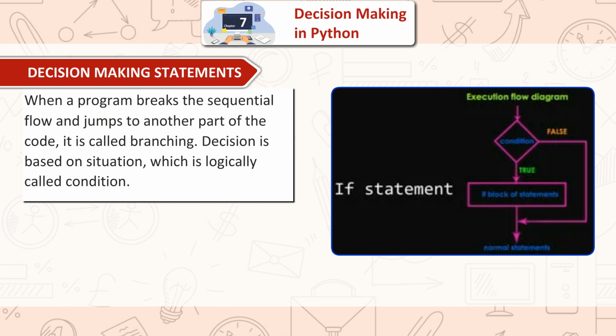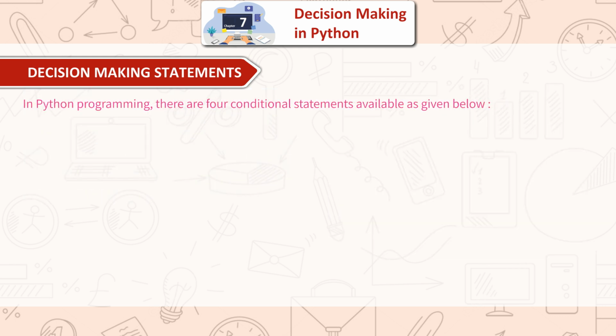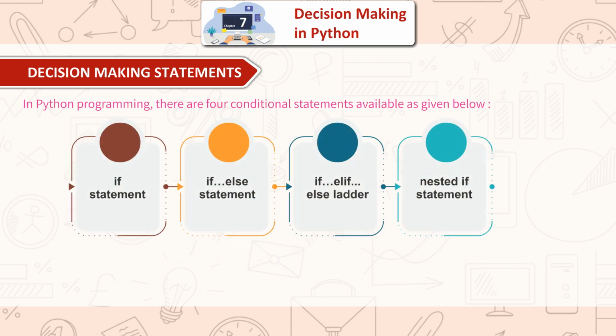When a program breaks the sequential flow and jumps to another part of the code, it is called branching. The decision is based on a situation, which is logically called a condition. In Python programming, there are 4 conditional statements available as given below: if statement, if-else statement, if-elif-else ladder, and nested if statement.